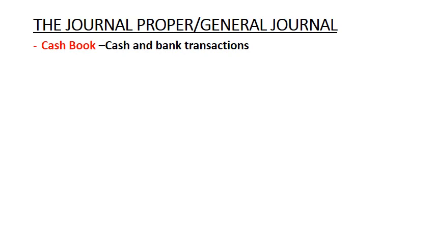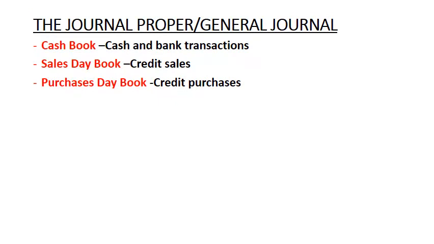So far we've looked at the cash book, which is the book that is used for all cash and bank transactions. So whenever there is a transaction that involves cash and bank, then you're going to record that transaction in the cash book, right? We've also looked at the sales day book, which records all the sales a business has made on credit. Then we've also looked at the purchases day book, which records all the purchases which are on credit. If you buy on credit, then the transaction has to be recorded in the purchases day book.